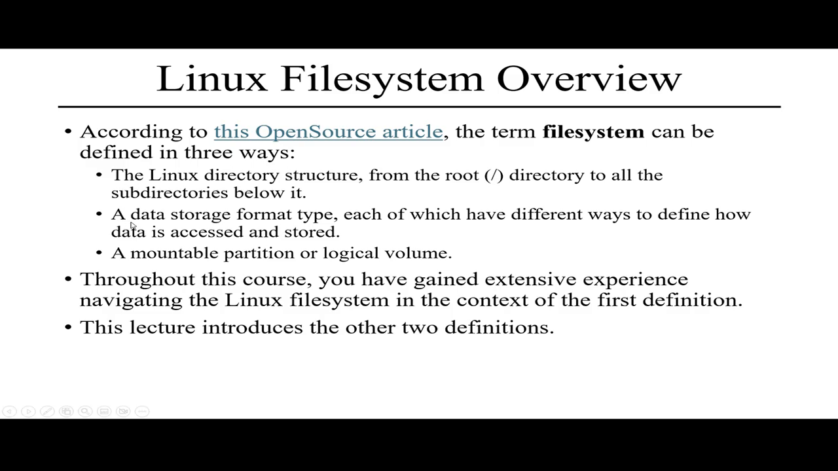A file system can also refer to a data storage format type, each of which have different ways to define how data is accessed and stored. So it could be a format type of file or storage. Then file system can refer to a mountable partition or logical volume, like you can think like a USB drive or external hard drive. So throughout this course, you've gained extensive experience navigating the Linux file system in the context of the first definition. So I want to note that the reason I gave out these definitions is because we're actually going to be covering the two other ones, the data storage format type and then the mountable partition.